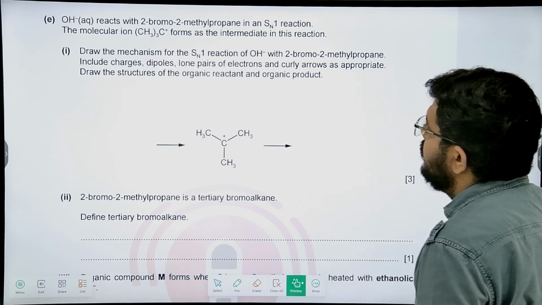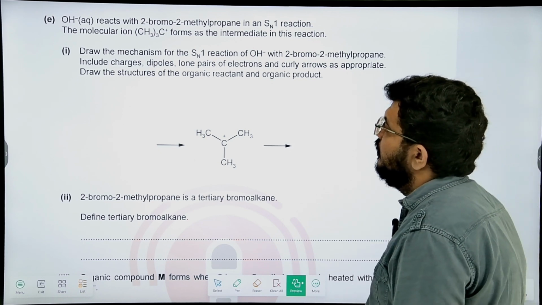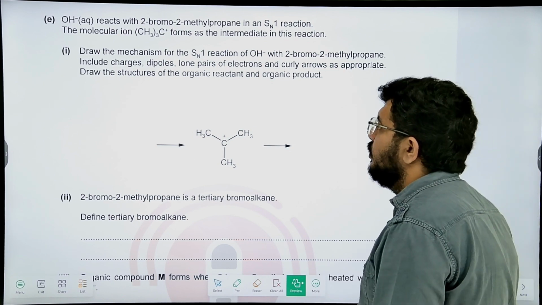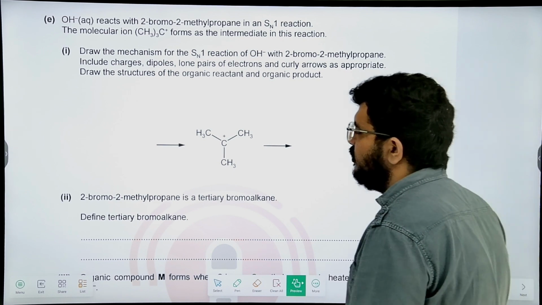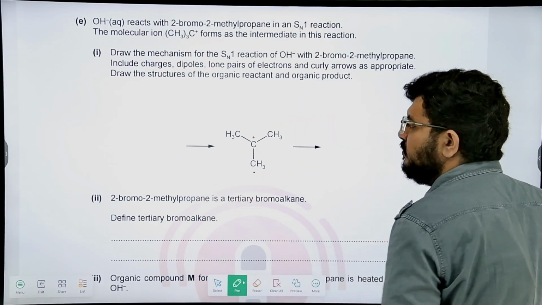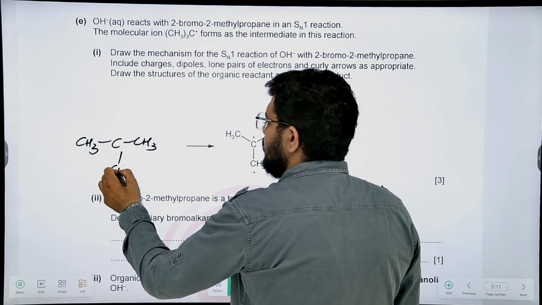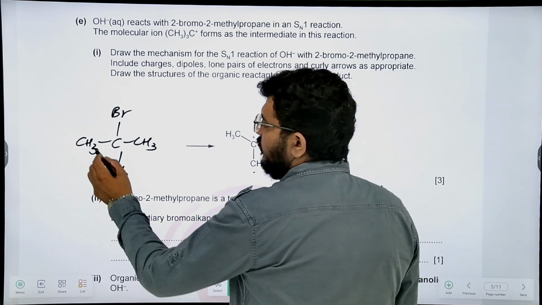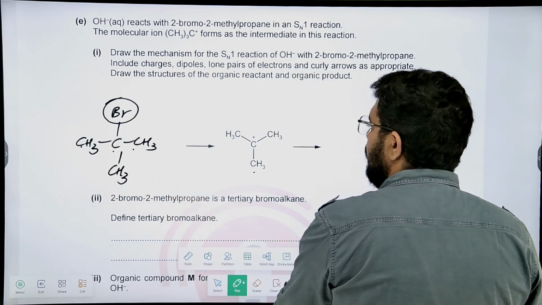OH aqueous reacts with 2-bromo-2-methyl propane in an SN1 reaction, right? The molecular ion (CH3)3C plus forms as an intermediate in this reaction. Draw the mechanism for SN1 of OH minus with 2-bromo-2-methyl propane. So first let's draw that. Obviously you can take hints from here, right? CH3, C, CH3, CH3 and Br. 2-bromo-2-methyl propane. That is what the name is, right?